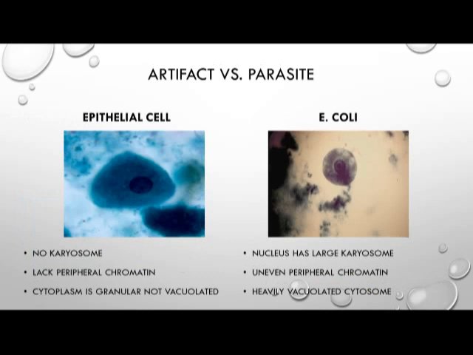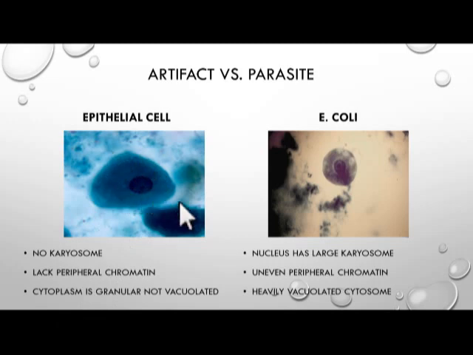So now let's play the artifact versus parasite game again. On the left here, we have an epithelial cell. It has no karyosome. It lacks peripheral chromatin. There's no peripheral chromatin around the edge of this. And the cytoplasm is granular and not vacuolated.